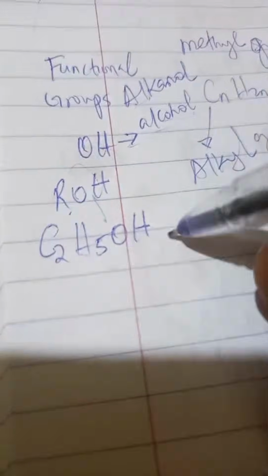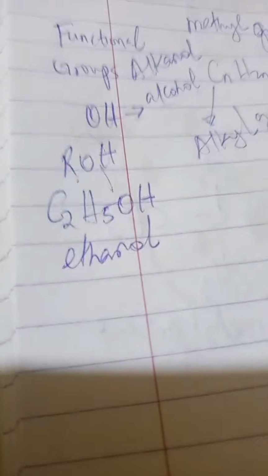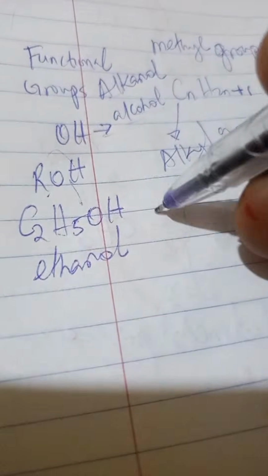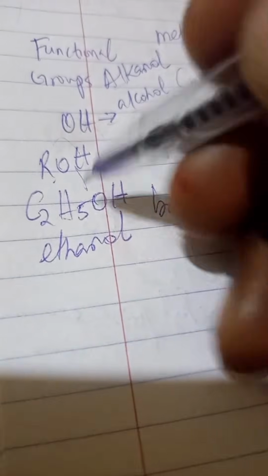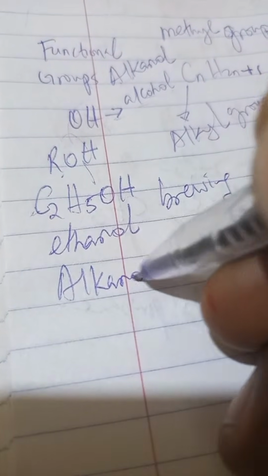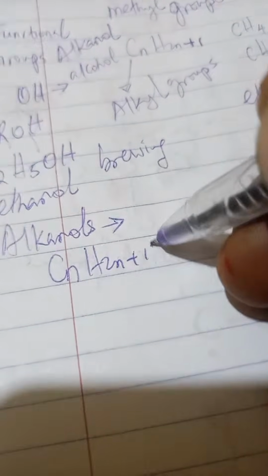For example, this R can be C2H5OH. This one here is called ethanol. Ethanol is ogogoro, the one you drink, where you go high. This is what they use in the brewing industry to make drinks. Now, these alkanols always have OH in their formula, and their general molecular formula is CnH2n+1, then they write OH at the back.